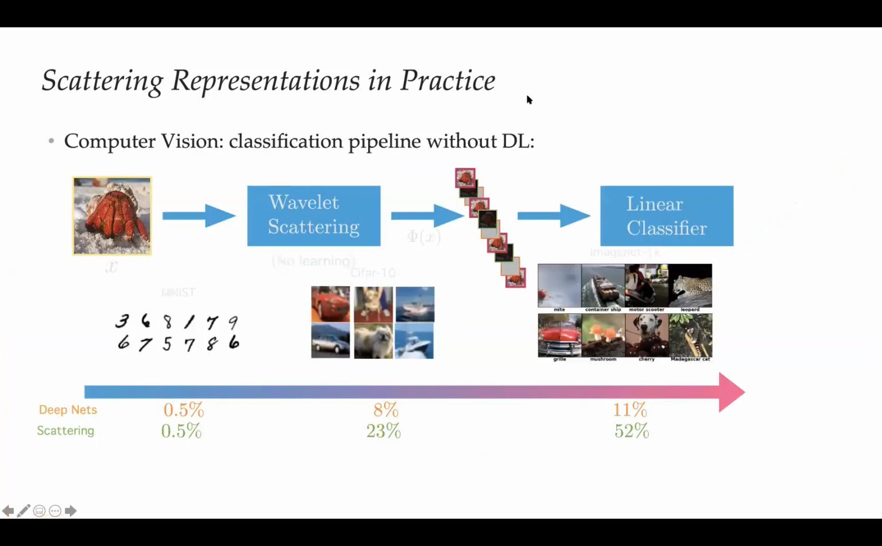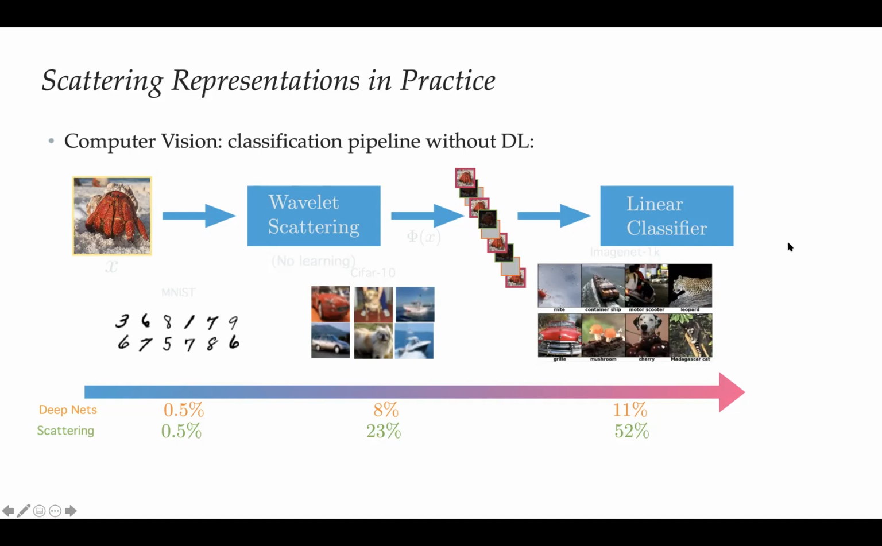Of course, you can also use it for computer vision, for classification, by using, again, this very simple blueprint that is purely based on wavelets, followed by a linear classifier. If you do that, you get results that are decent, that are good for MNIST. They are kind of decent for CIFAR, but the errors start to be pretty bad as the problem becomes quite complicated.